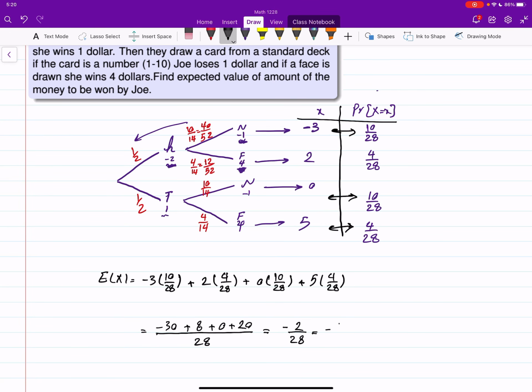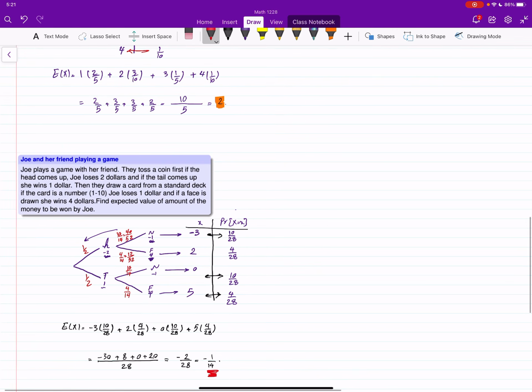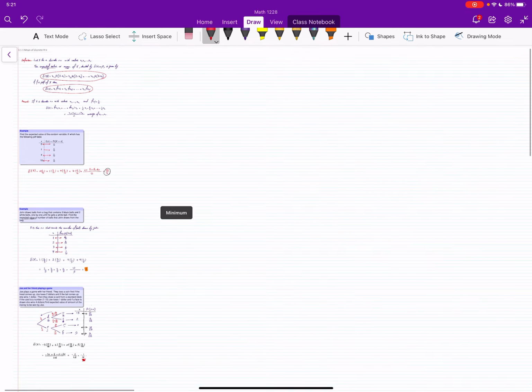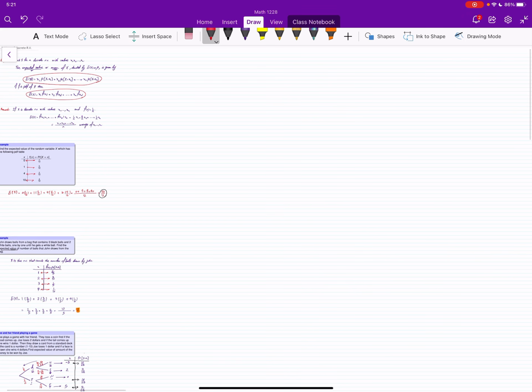So on average, she's going to lose 1 over 14 of a dollar. Well, this is one factor for her to decide if she's going to play this game over and over again. If this is the average, that means that she's going to lose in the long run. So it's not a good game for her to play over and over again. Okay, so this is an introduction to the mean of a discrete random variable. We will learn more about it and other notions as well.